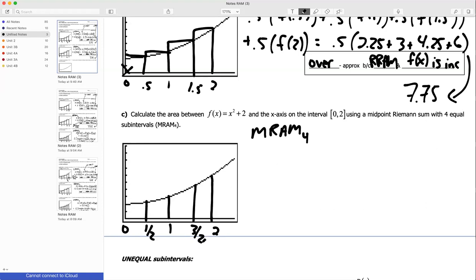And so for the midpoint, it's kind of hard to draw on here, but again, the widths of my rectangle have not changed. So this is still going to be 0.5. What has changed are my heights, and instead of using the left side or the right side this time, hard to see on here, but we're using the midpoint.